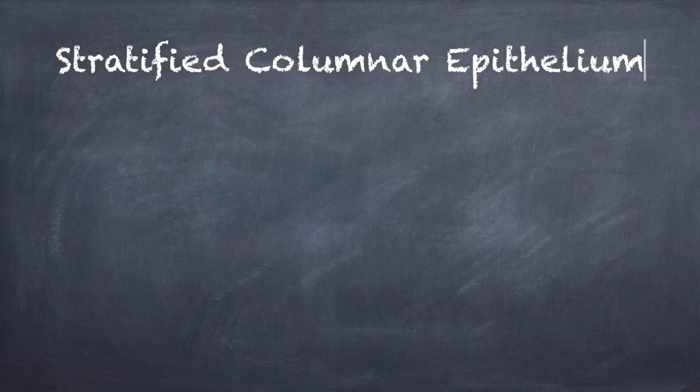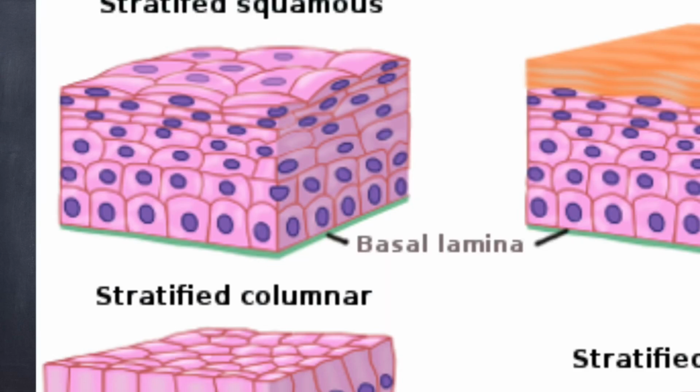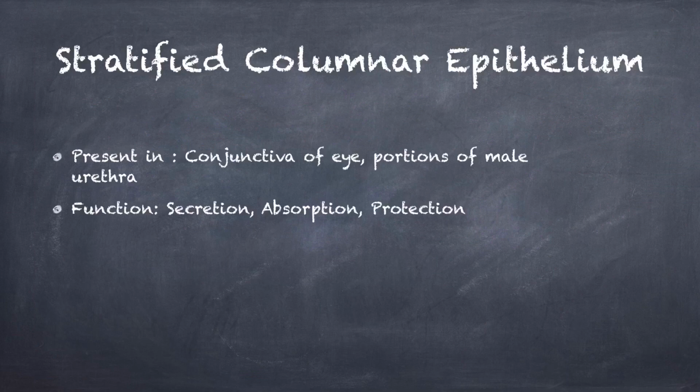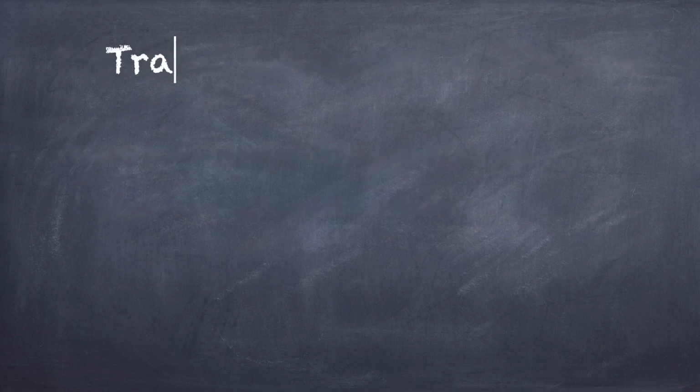Now, stratified columnar epithelium. This type of tissue is less common. It is present in the conjunctiva of the eye and a portion of the male urethra. The main functions of stratified columnar epithelium are secretion, absorption, and protection.